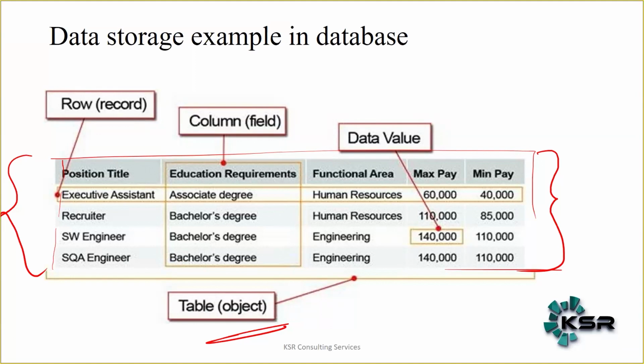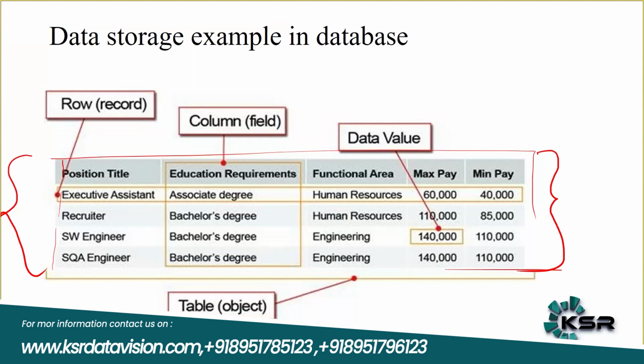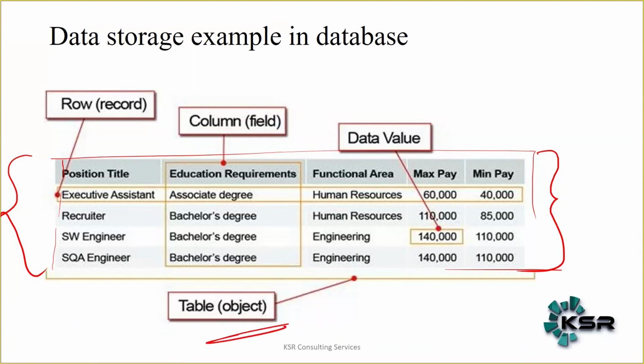Now, if I ask your name, your age, your email ID, your phone number, everyone will have a different email ID, a different name, a different age, a different phone number, right? But what is common? Age is common. I'm asking age for every person. I'm asking email ID. So email ID is common for everyone, right?